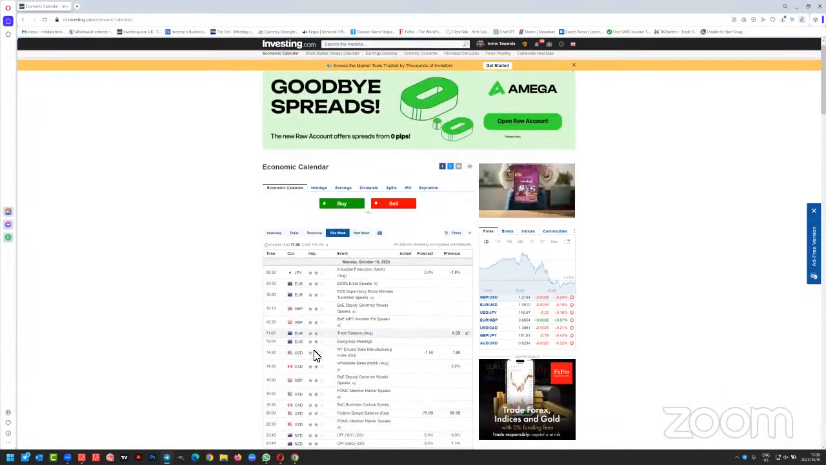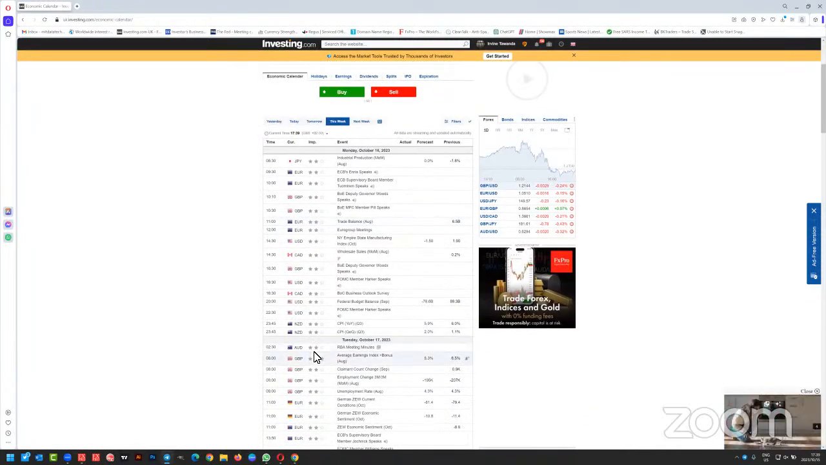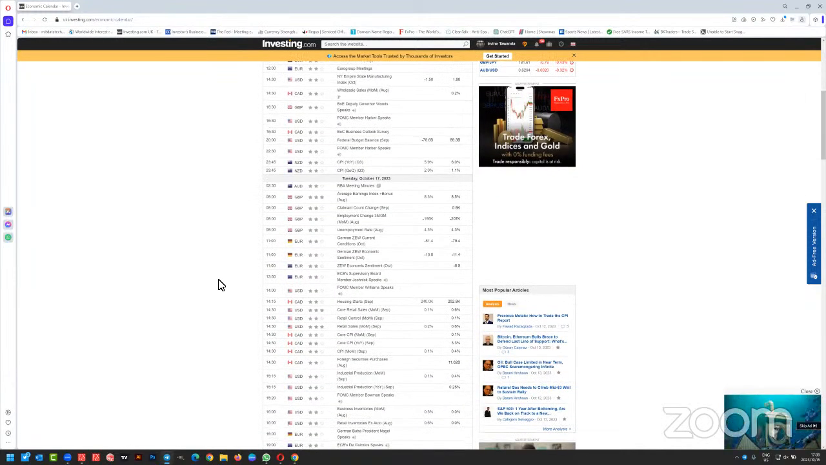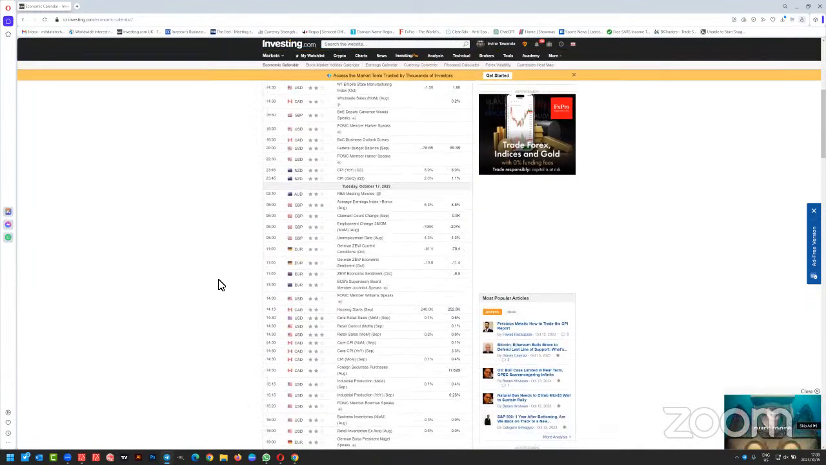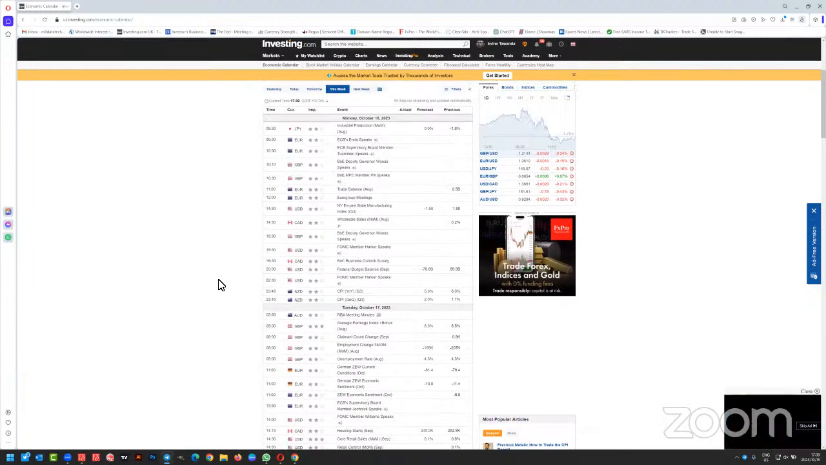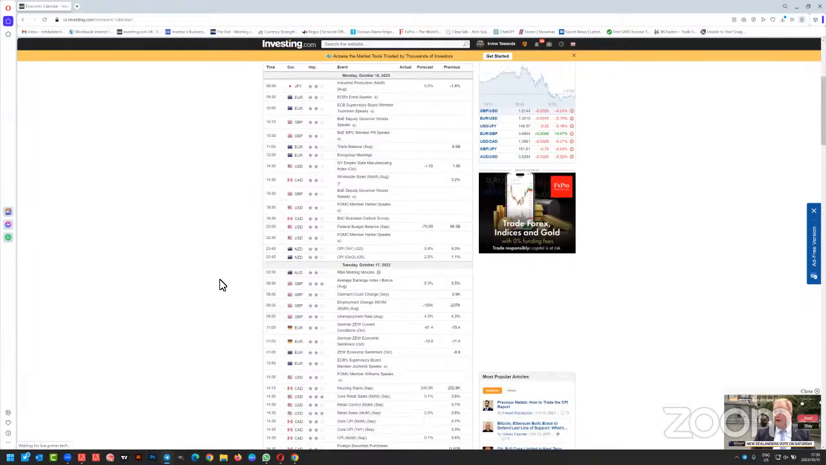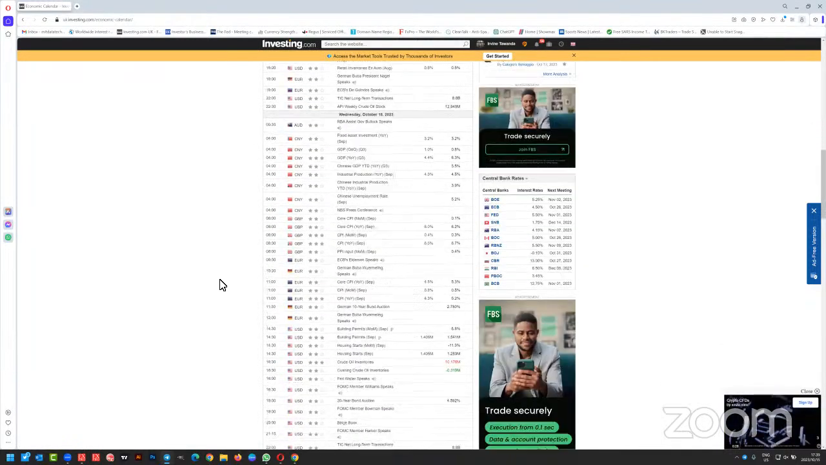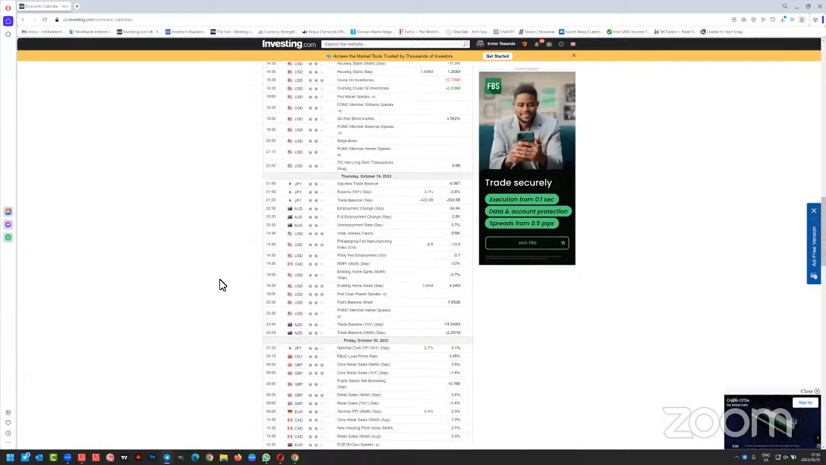Looking at the calendar in the upcoming week, we've got quite a calendar that's filled with high impact 2-star, 3-star fundamentals across all major pairs. So it could be a good week for day traders.